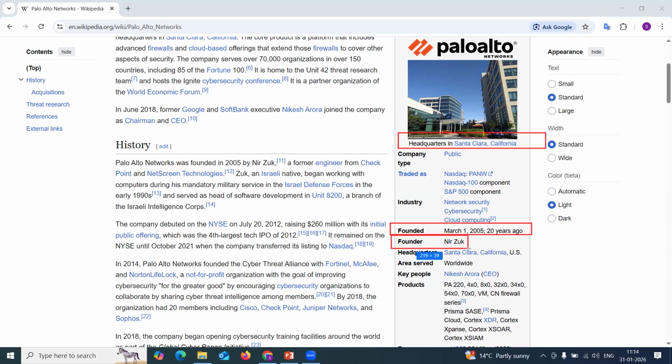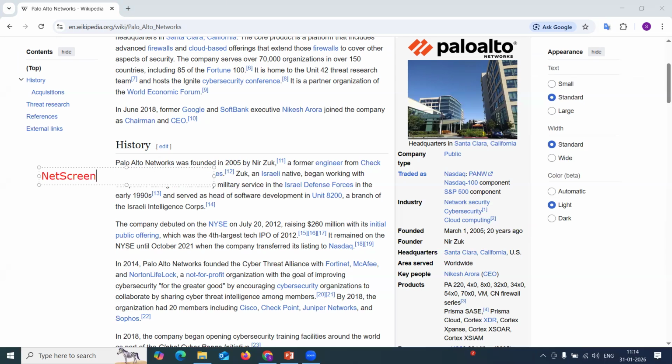And the founder was Nir Zuk. He was the founder. Let me tell you a little bit about this guy. See, there were multiple other firewalls before Palo Alto. If I talk about earlier firewalls, there were NetScreen, Juniper, Checkpoint, Cisco. These are the 90s type of firewalls.